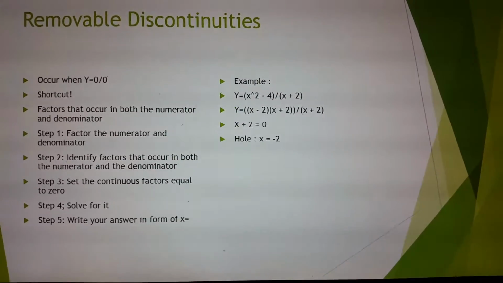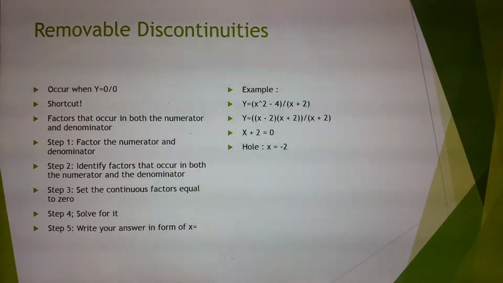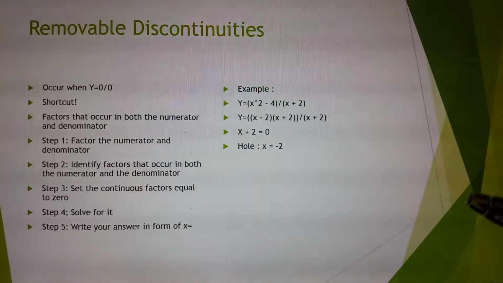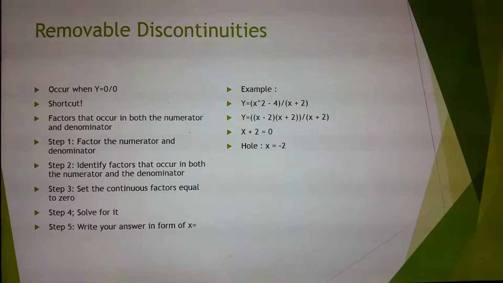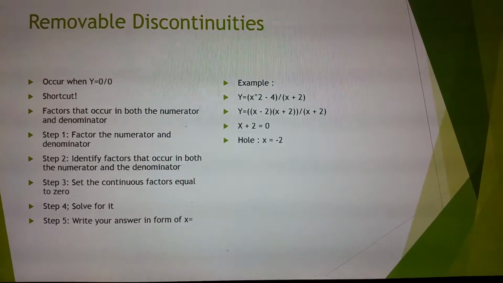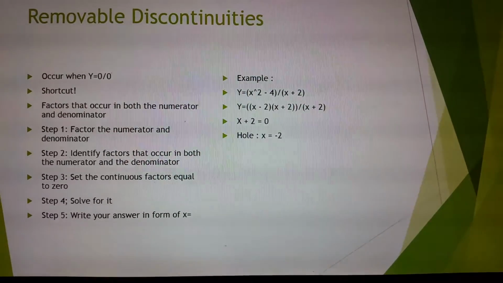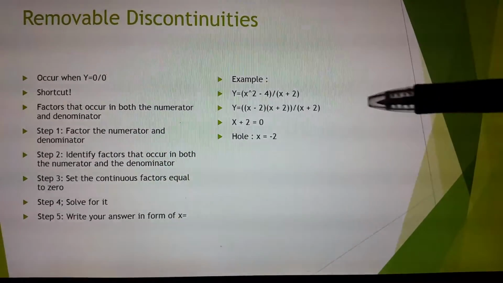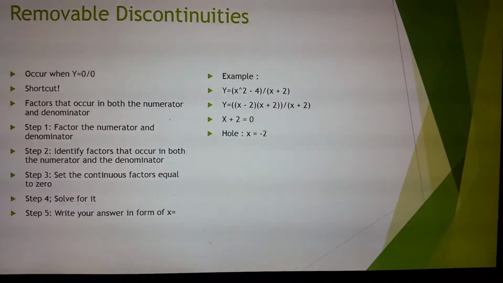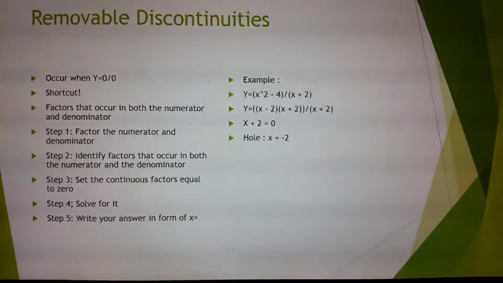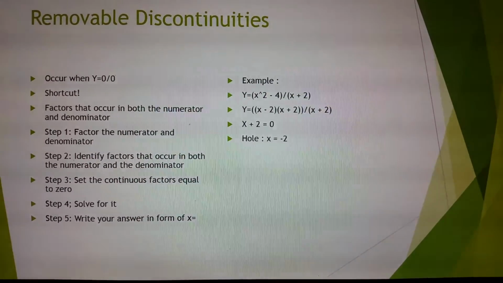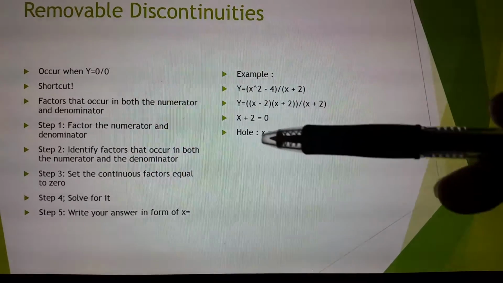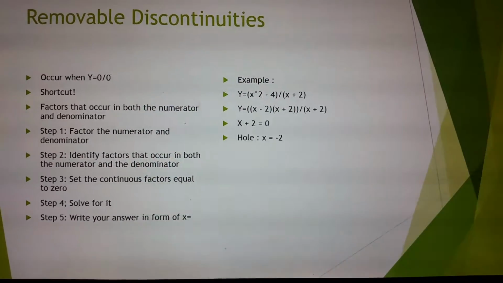Removable discontinuities, a version of this would be a hole. And these occur when y equals 0 over 0. And there's a shortcut, like in the previous steps. Factor the numerator and denominator. The shortcut is to find the factors that occur in both the numerator and denominator. So you factor them, identify the factors that occur in both, and then solve for them. So you get x equals negative 2 in this example.